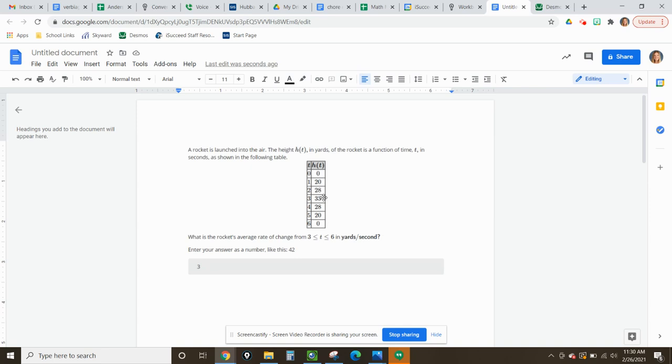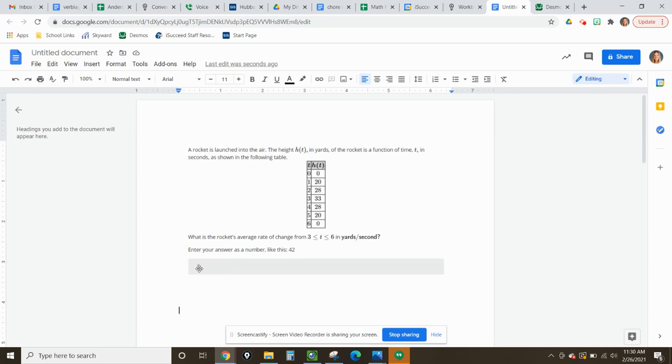So I want to subtract those because I'm trying to figure out the difference here. So 33 minus 0 would just be 33. And then you're going to divide by how many seconds that was. That's how you find the rate of change. So it changed by 33 feet, and that was over 3 seconds. So 33 divided by 3 seconds. So I would get 11. And so this is the answer.